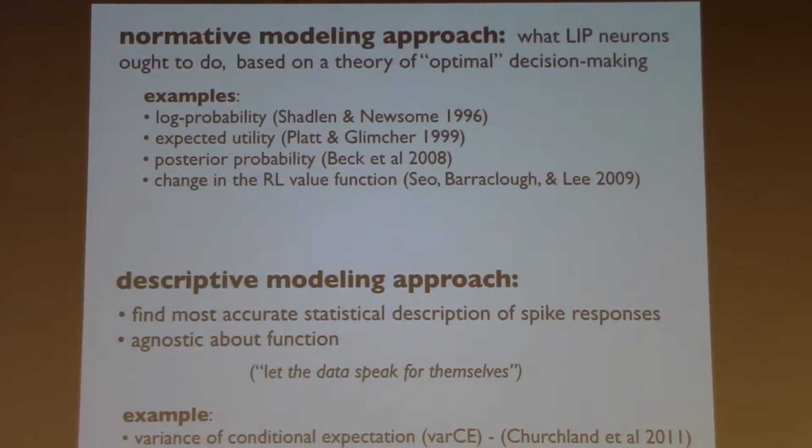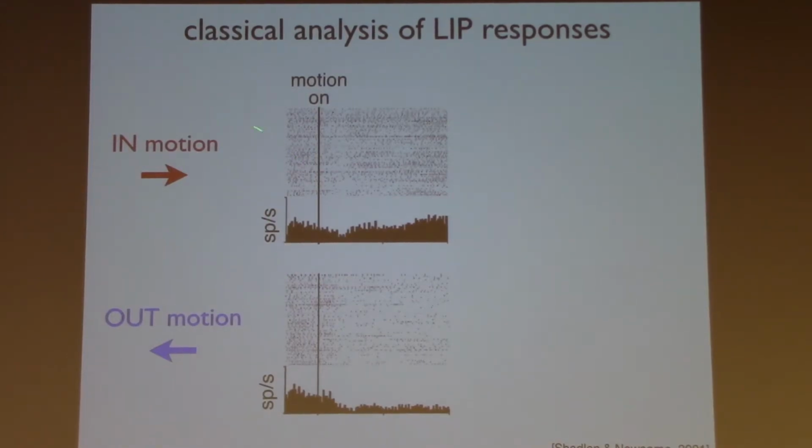Okay, so let me leap into our work. The main motivating point was this observation that the classical analysis of LIP response, the one that I just showed you, was plotting the average firing rate of an LIP neuron as a function of time since the motion came on, and showing that that average firing rate ramps. This is a different data set from Shadlen and Newsome in 2001, and what you can see is a raster of spike trains. Each one is an individual trial. The dots are the times of spikes of a single neuron, and we've aligned that raster of spikes to the time at which the motion came on.